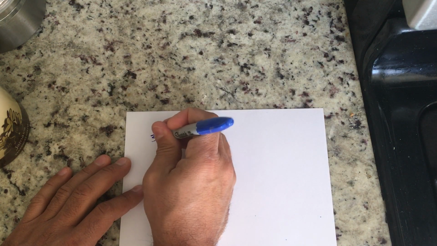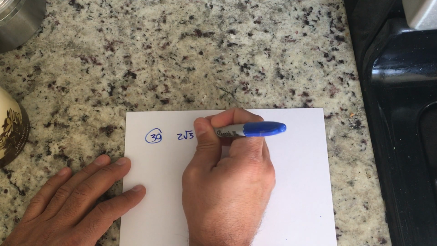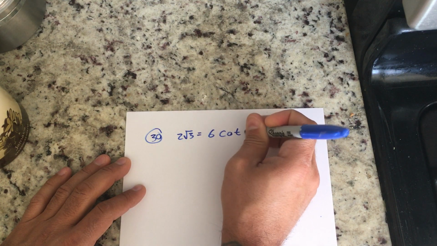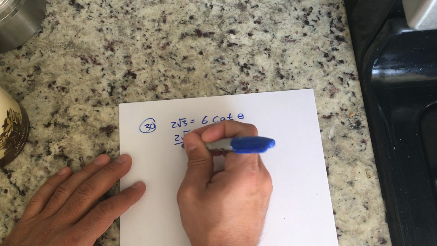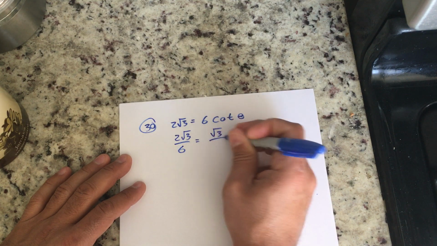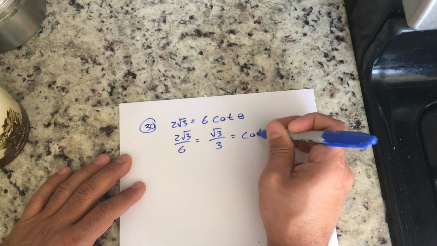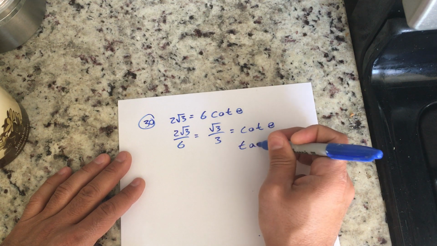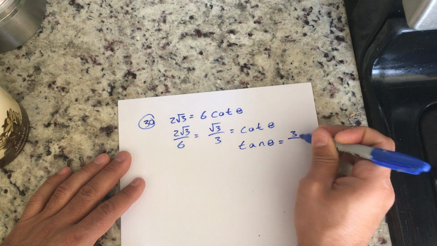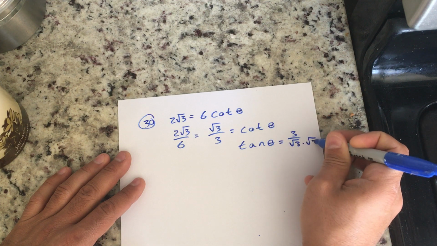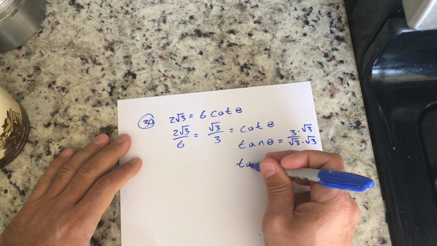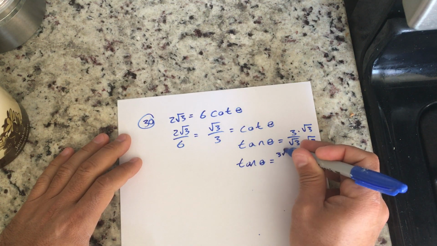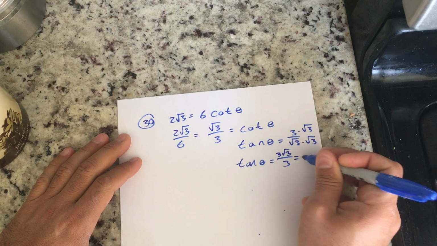Number 30. 2 square root of 3 equals 6 cotangent of theta. There's a lot of tangents on here. Divide by 6. So 2 square roots of 3 over 6 is really the square root of 3 over 3 equals the cotangent of theta. So the tangent of theta equals 3 over the square root of 3. I'm going to rationalize that denominator by multiplying by a variation of 1. Gives me the tangent of theta equals 3 square root of 3 over 3, which is the square root of 3.